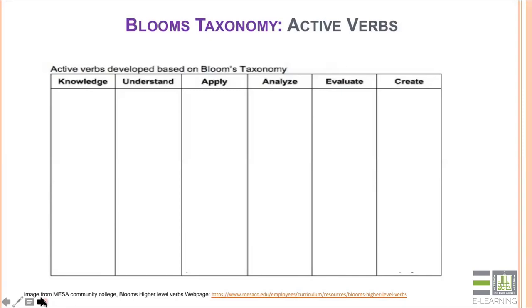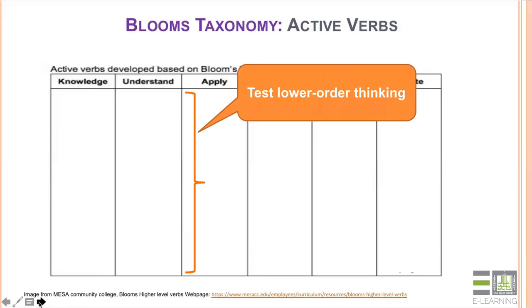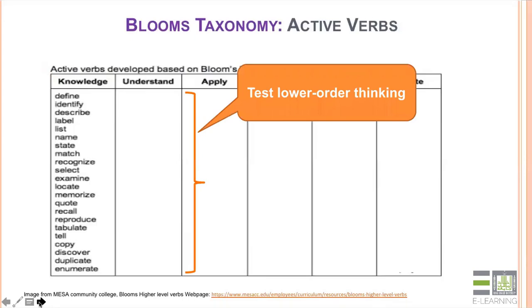I've got this table here just to explain what that means. It lists some active verbs that are commonly used to explain the different levels of Bloom's taxonomy. For example, if we look at the two lower levels of thinking, if you have a learning objective that requires students to apply knowledge, within the learning objectives you'll see terms such as describe, select, recall.